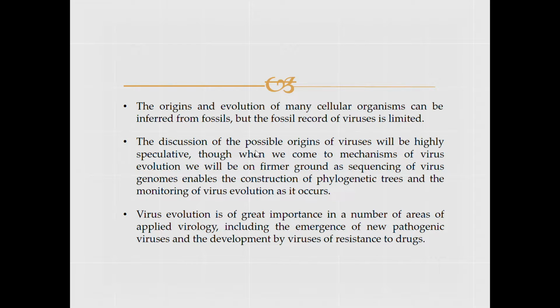And when we come to the sequencing of viruses, it enables the construction of phylogenetic trees and the monitoring of virus evolution as it occurs. As we know, the study of viruses is known as virology, and it has great importance in a number of areas, including the emergence of new pathogenic viruses. Pathogenic viruses means those which cause disease, and the development of viral resistance to drugs. As you know, a virus is an infectious agent that causes infection or disease, and it is so small that we cannot see it with the naked eye. We can see viruses only in the electron microscope.